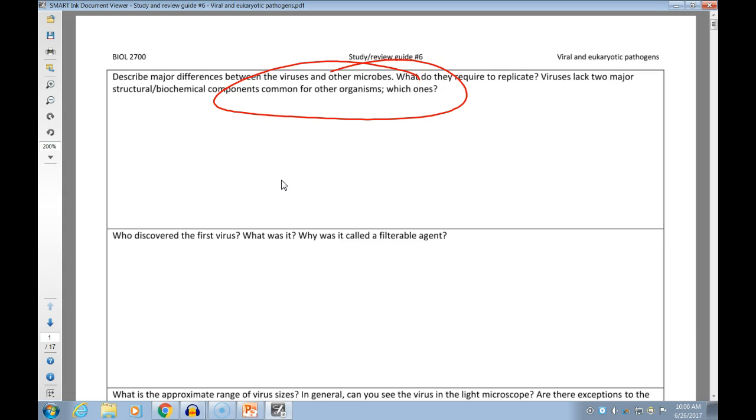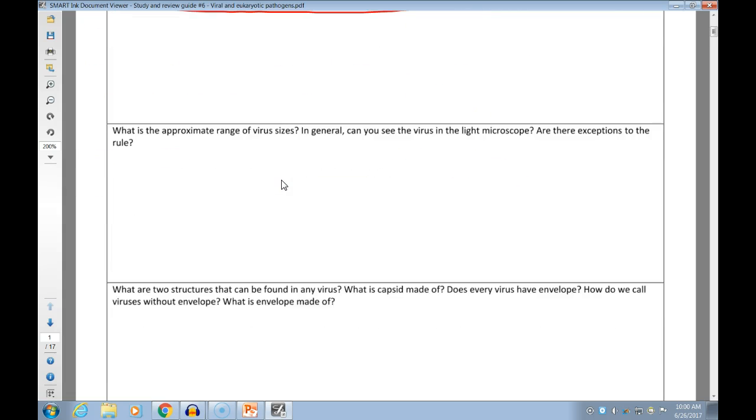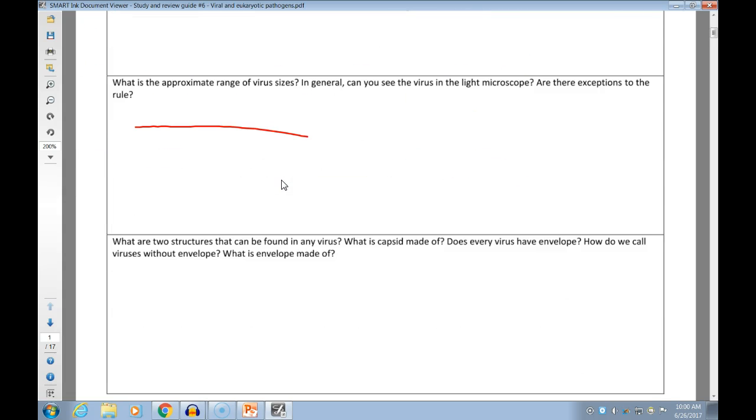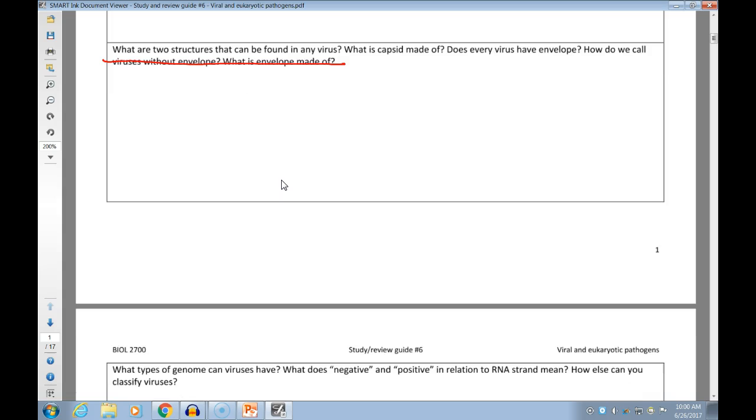Cellular cells. No ribosomes, no metabolism, and so on and so forth. This is a simple filterable agent. It goes through the filter that retains bacteria. Range of virus sizes, no numbers. The idea in here, you have to understand whether or not you can see the viruses in the light microscope. Structures that can be found, got it. You can find, not any viruses without envelope, naked, phospholipids and protein. This is pretty straightforward, okay?